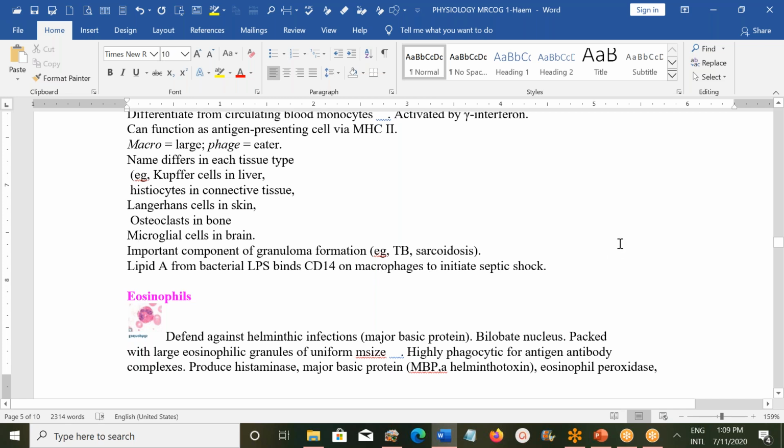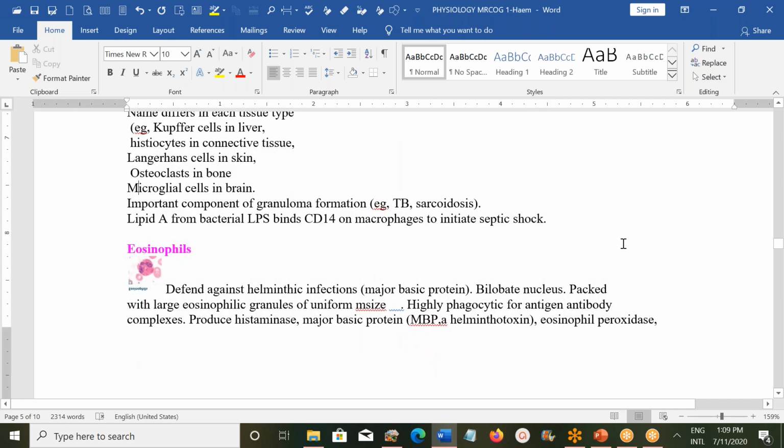So I have a question for you: if you have a patient with wound granulation formation, what type of cells are you going to see? Giant cells, right? That will be a giant cell granuloma, and you are going to see macrophages which will be pressed together, and they will look like epithelioid cells.